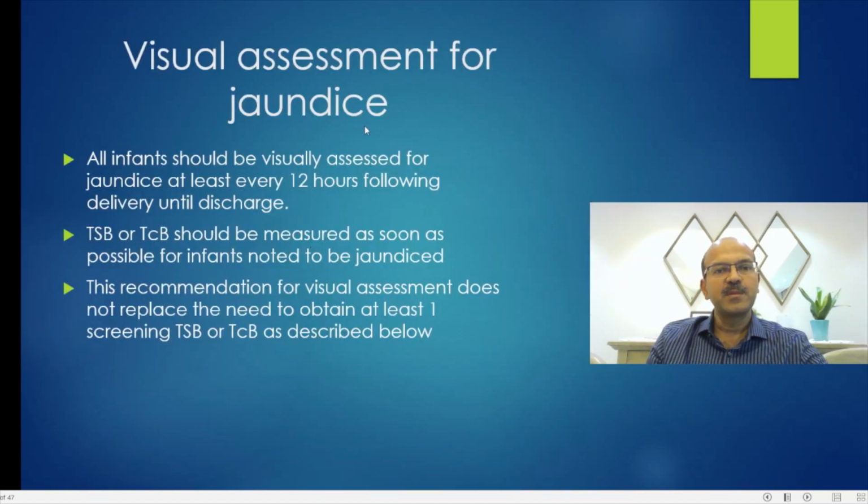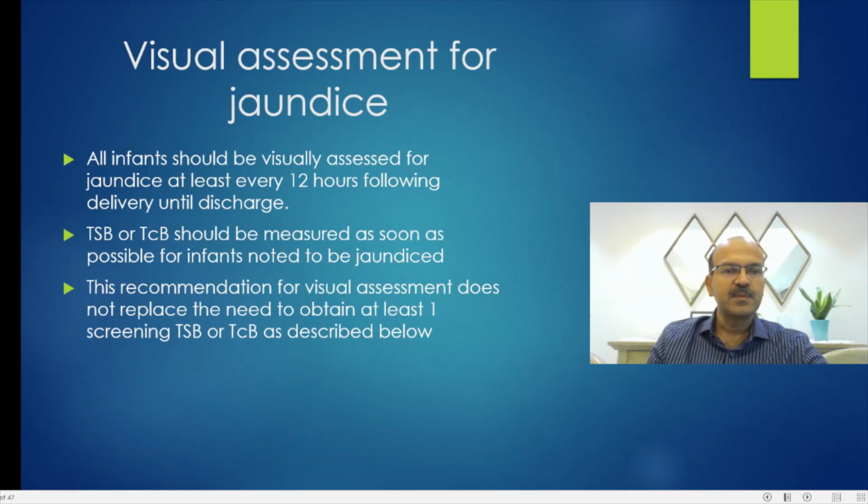So there is recommendation for visual assessment of jaundice in the first 24 hours. If you don't have any risk factors, you won't be measuring the bilirubin in the first 24 hours. So the team members, including the nurses, should be looking for visual indication of jaundice. We know that the visual assessment is not accurate, and the baby should be assessed every 12 hours. This is just to decide which baby would need an earlier TCB or TSB measurement. So once the jaundice is noted, we should measure the bilirubin. We don't need to wait for 24 hours in such babies.